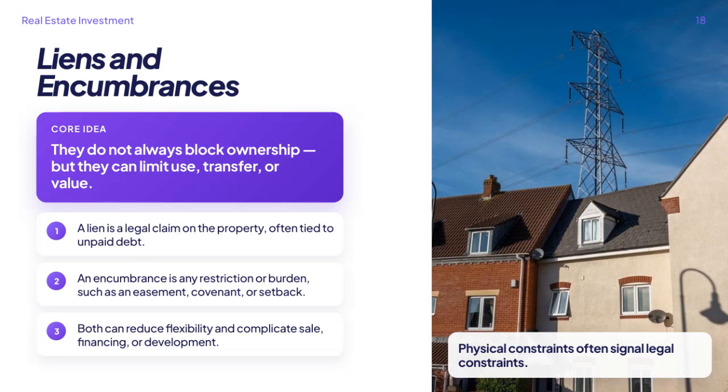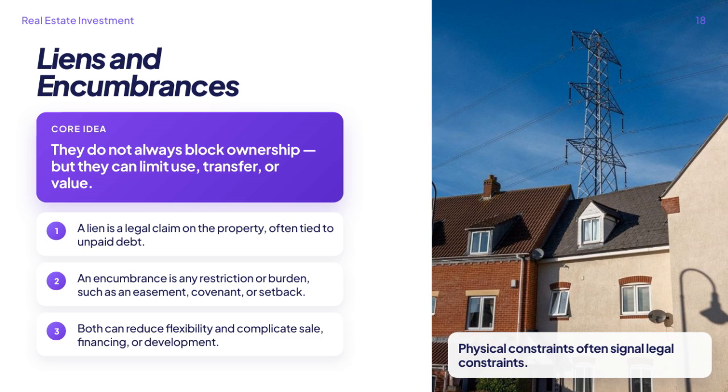When we talk about liens and encumbrances, it's important to understand how they affect property ownership. Although they don't always prevent someone from owning a property, they can definitely limit how the property is used, transferred, or how much it's worth. A lien is essentially a legal claim on the property, usually because of unpaid debt. This means someone else has a financial interest in the property until that debt is resolved.